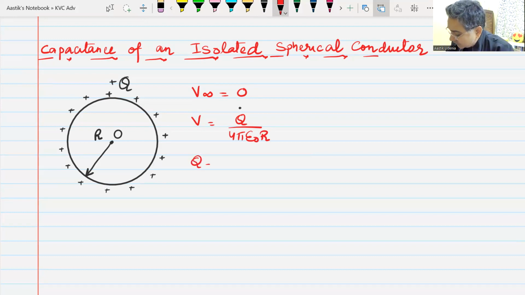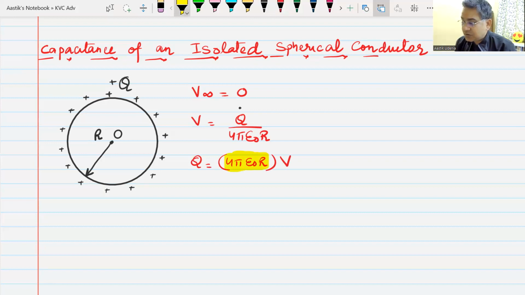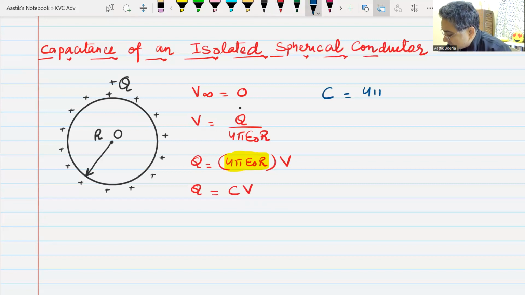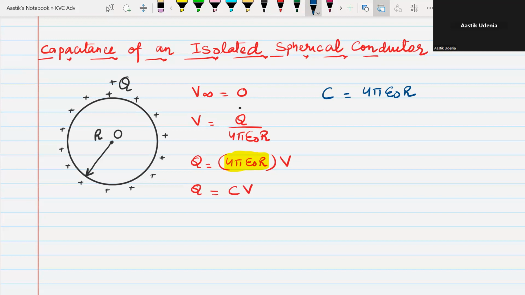I can write this formula now in this fashion. Q is equal to 4 pi epsilon naught R multiplied by V. For a given conductor in a given medium, this 4 pi epsilon naught into R is a constant term. Yes or no? Yes, sir. If I try to compare this with the formula that I have made for capacitance of a conductor, Q is equal to CV, I can understand that the capacitance of this isolated spherical conductor can be written as 4 pi epsilon naught into R, and that becomes the formula for capacitance of an isolated sphere. Do we understand this? Yes, sir.